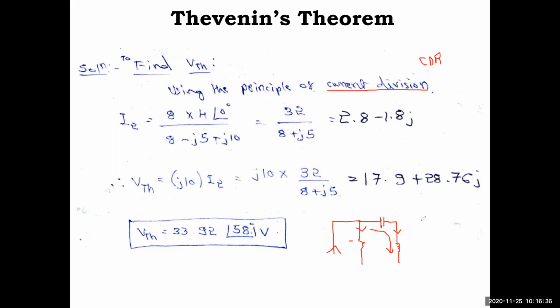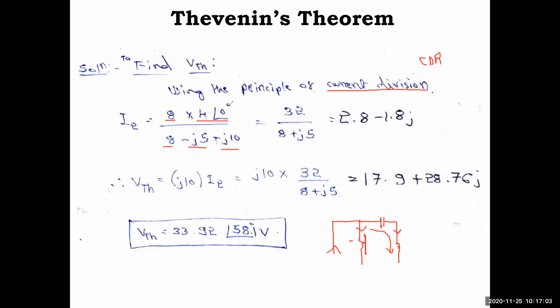So what is the current division rule? The total current 4 at an angle 0 degree into the opposite branch impedance. What is the opposite branch? This branch, what is the value you have? 8 ohm. So that 8 is written. Then divided by the sum of all the impedance values, however they may be connected. So 8 minus J5 plus J10, all are added. Now take this ratio, use the calculator.